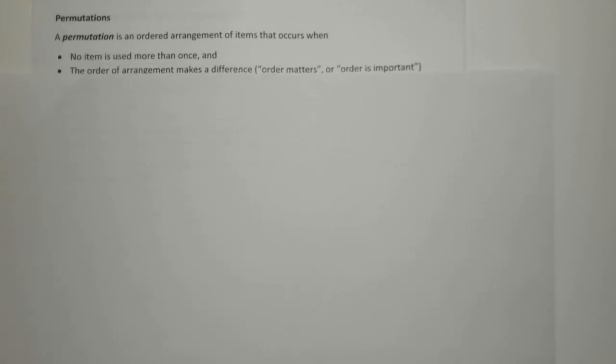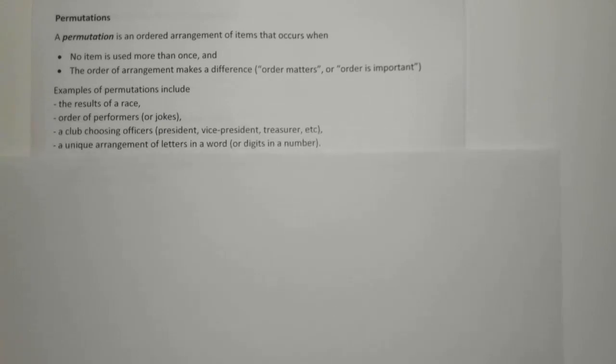Alright, now we'll talk about permutations. A permutation is an ordered arrangement of items that occurs when no item is used more than once. The order of our arrangements makes a difference. The book may say order matters, order is important. Some examples you may see in the homework are the results of a race: first, second, third; order of performers or jokes; a club choosing officers like president, vice president, treasurer; and a unique arrangement of letters in a word.